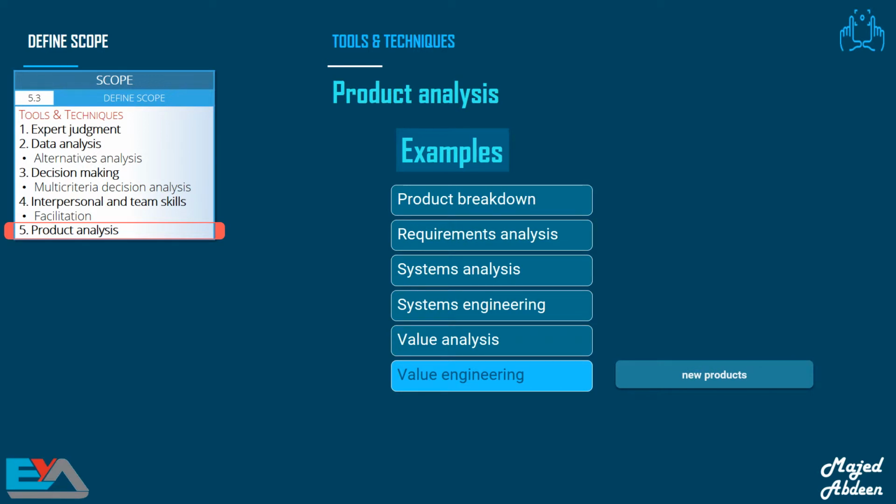And the last product analysis technique we have is value engineering. Value engineering and value analysis have the same function with one key difference. Value analysis is concerned with the existing products, but value engineering is concerned with the new products. So this takes place before we invest any capital in tools or equipment.